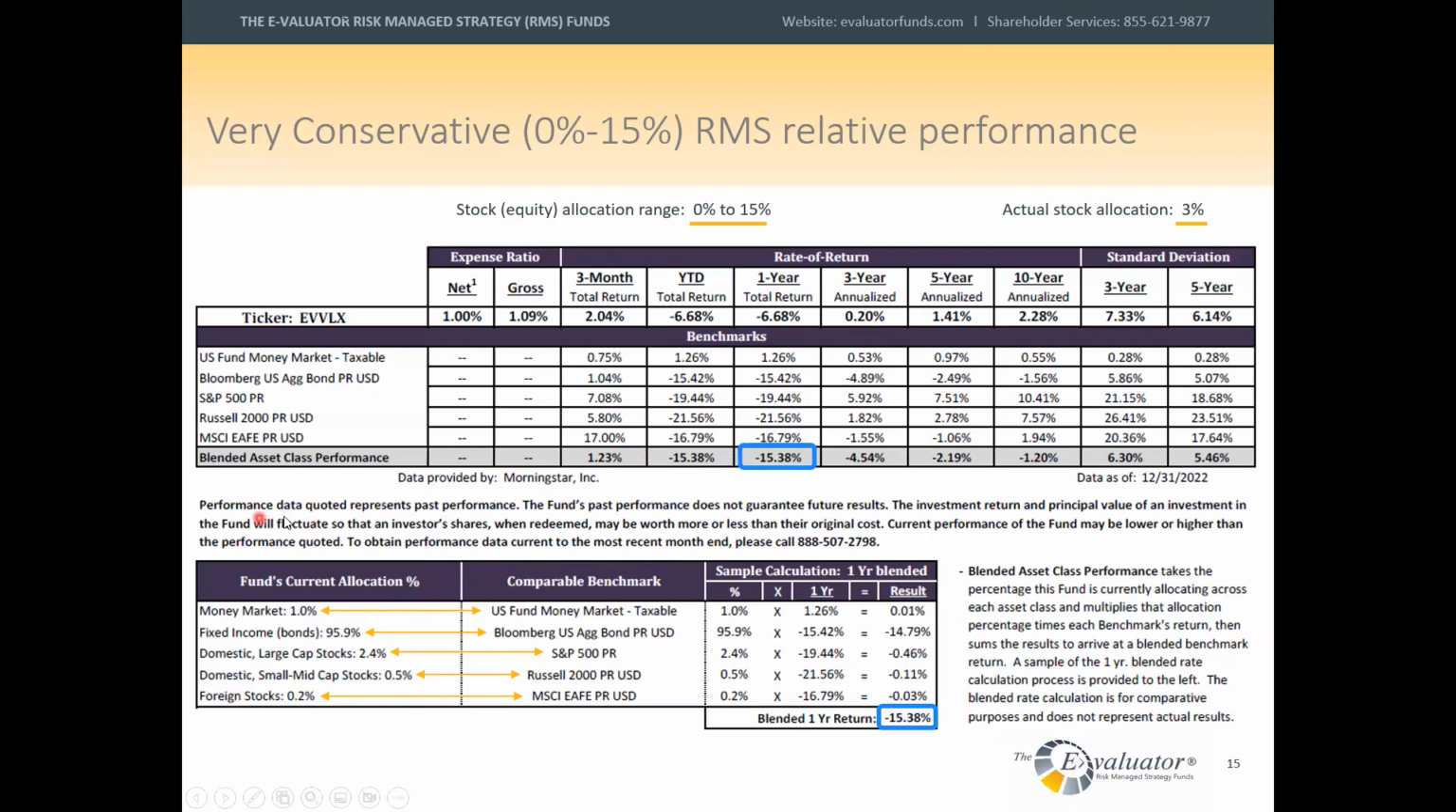This is the disclaimer that we need to have posted every time we show returns. And it just basically says past performance does not guarantee future results. You know, when you redeem your shares, you could have more than what you put in, you could have less. And, you know, you can reach out to us and ask for more information. So you'll see that disclaimer on every slide going forward.